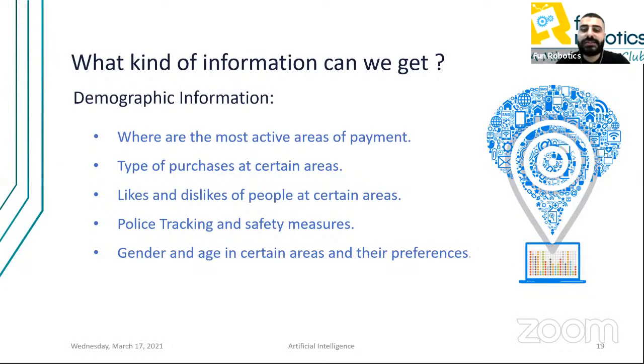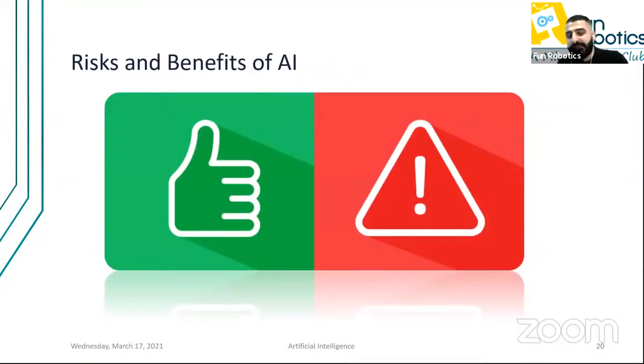And the reason is because you can actually take out very important or useful information from this data, like where are the most active areas of payment, or what is the most purchased product in a supermarket, and then that supermarket would actually load that product more to make more money. You know, the likes and dislikes of people at certain areas. Also, police can use that data to track someone, you know, with the gender and age. So it's very important. Data is a very, very important tool for AI.